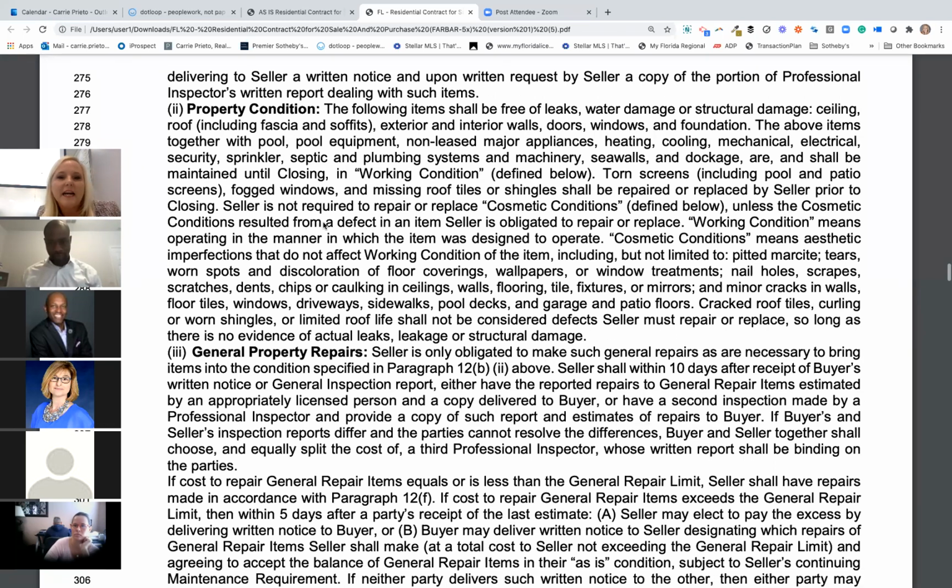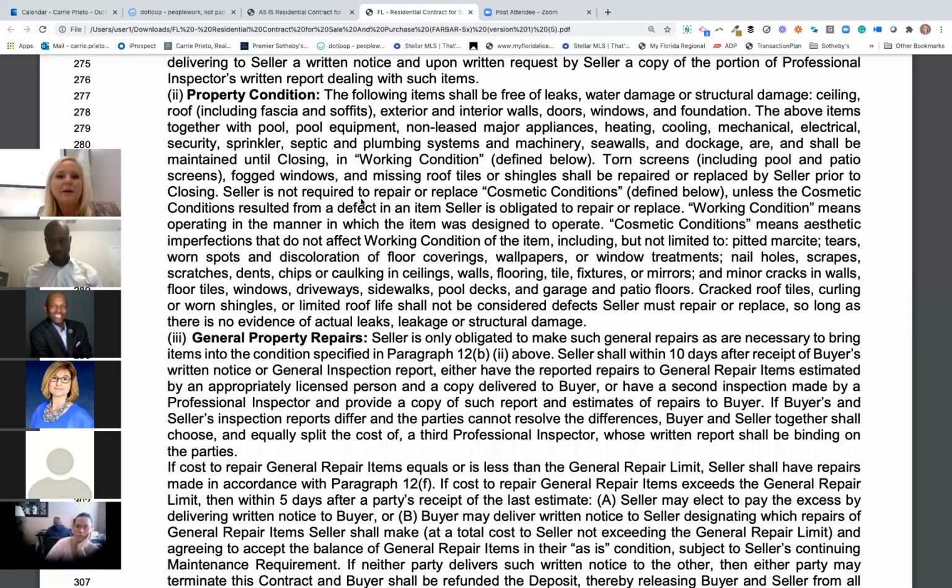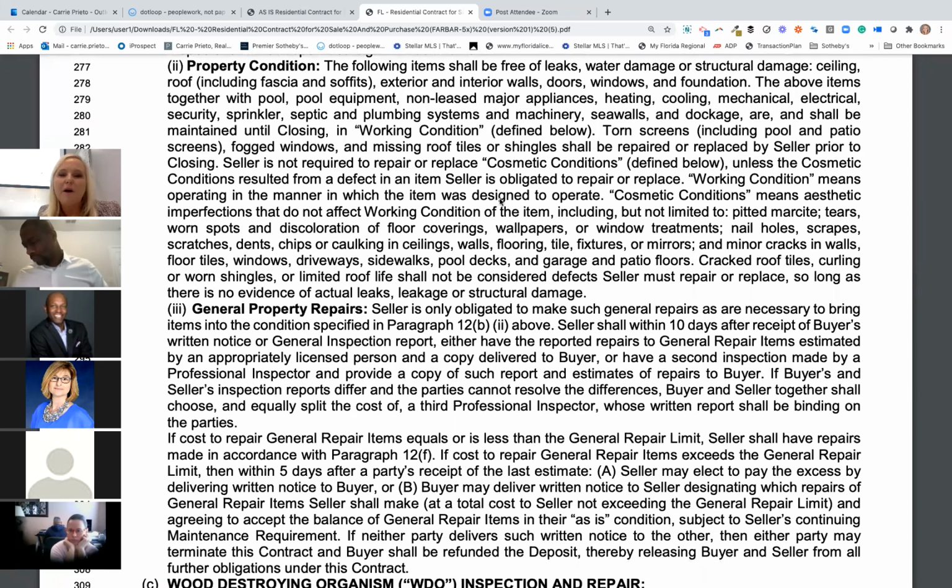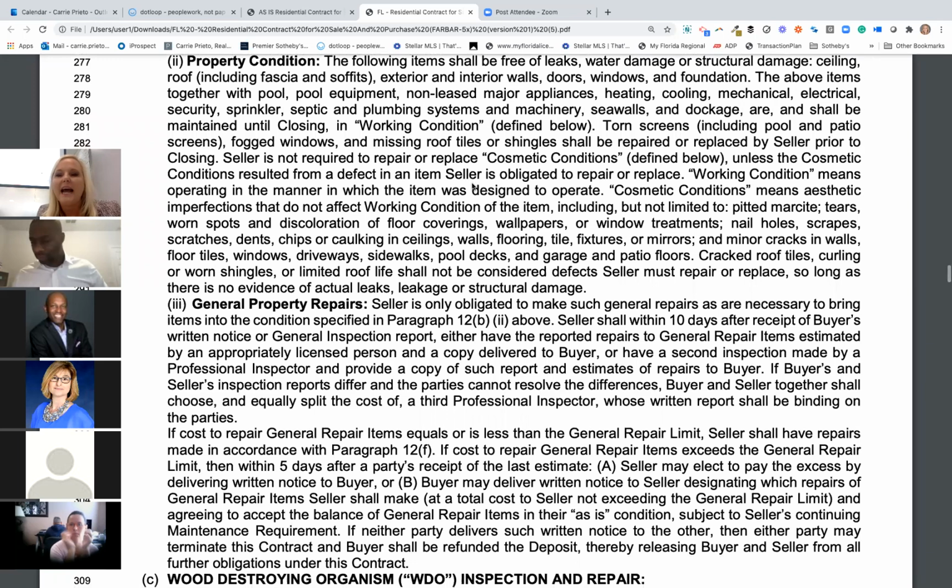Okay, but this is where it gets interesting. This is where it gets fun. The seller is not required to repair or replace cosmetic conditions. This is the best part right here. What is a cosmetic condition, guys? Chipped paint.